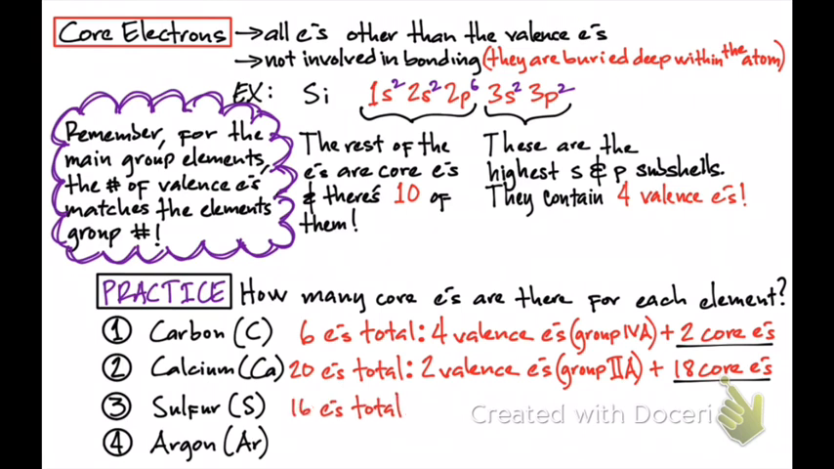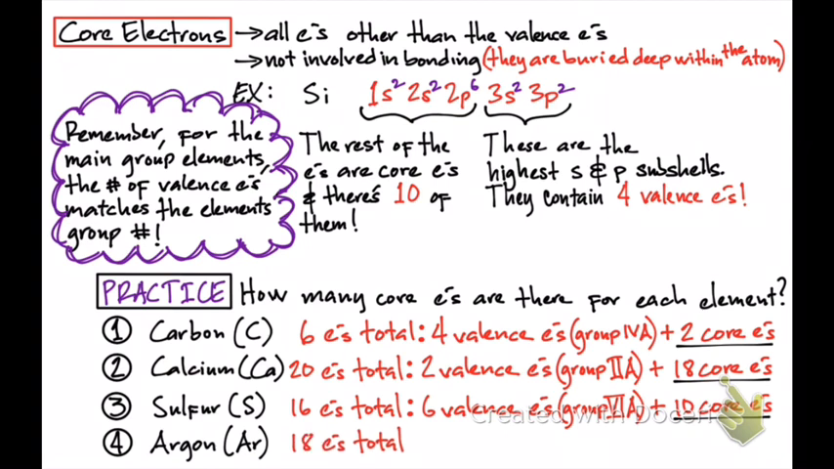And then sulfur has a total of 16 electrons, and 6 of them are valence electrons because it's in group 6. So 16 minus 6 gives us 10 core electrons. And then the last one here is argon, and it has a total of 18 electrons, and 8 of them are valence electrons, and so it also has 10 core electrons. So typically, for the noble gases, the number of core electrons matches the total number of electrons.